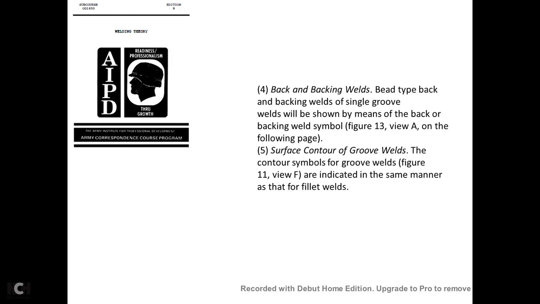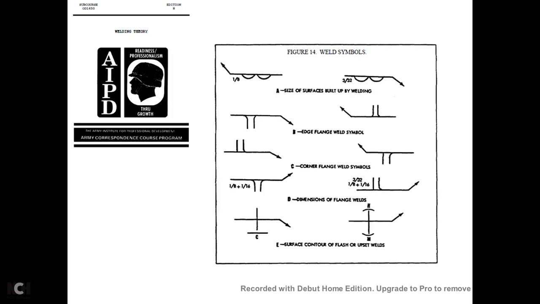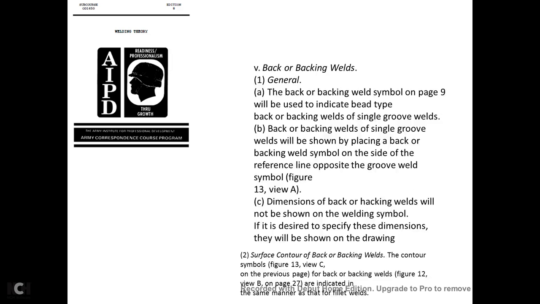Backing and backing weld is B-type back of the backing welds. The single groove welds should be shown by means of the back of the backing welds. Surface contour of the groove welds: contour symbols of the groove welds are indicated in the same manner as the fillet welds. Welding symbols. A, size of surface built up in the welding. B, the edge of the flange of the welding symbol. C, the corner flange weld welding symbols. D, the dimension of flange welds. E, the surface contour of flash or upset.